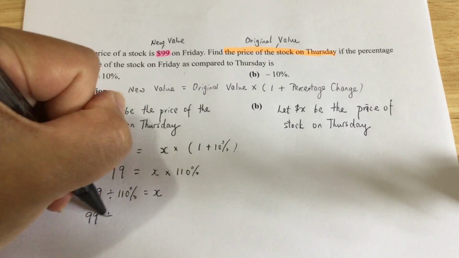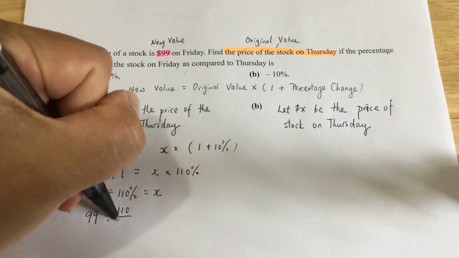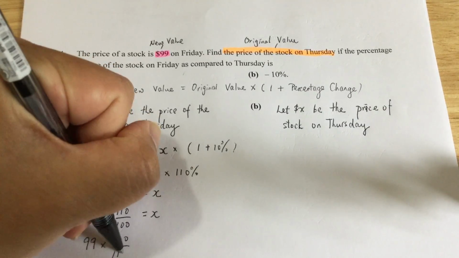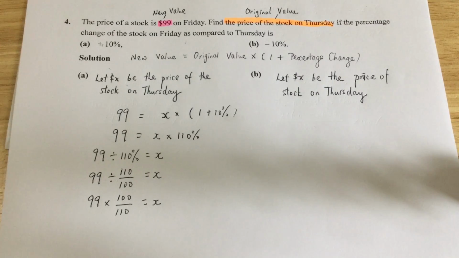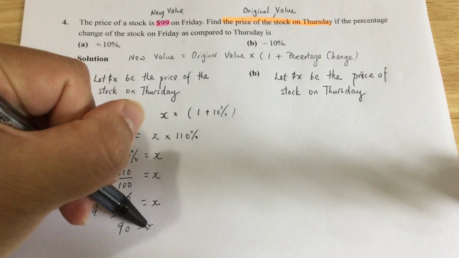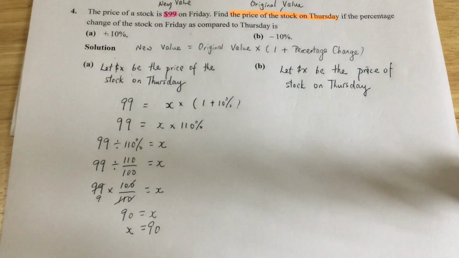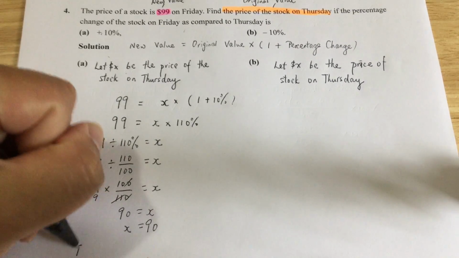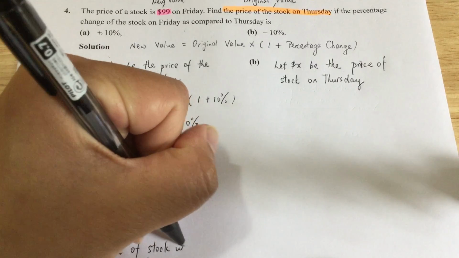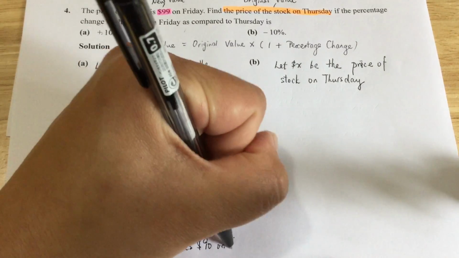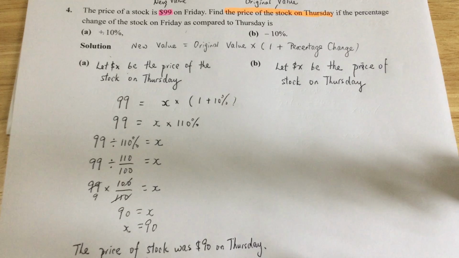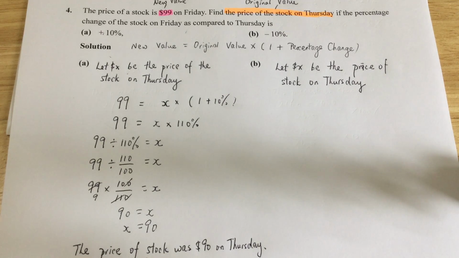So 99 divided by 110 over 100 equals X. So interchange. You can do the cancellation. This one equals 9, so 90 equals X. X will equal 90. So you will see the price of the stock was $90 on Thursday. So you will have part A. And now this time is for you to do part B. I'll give you 15 seconds.